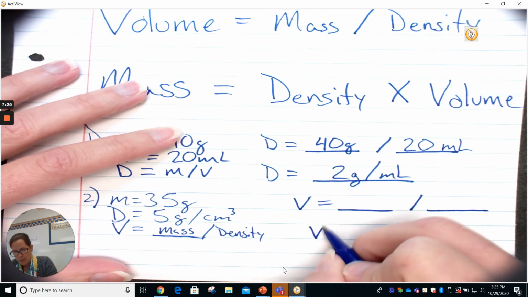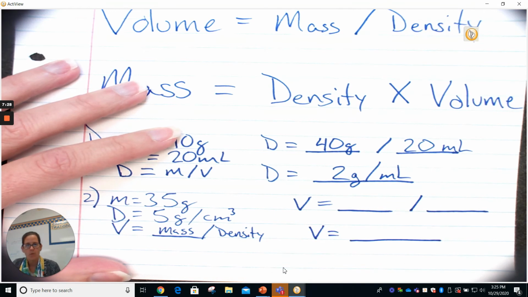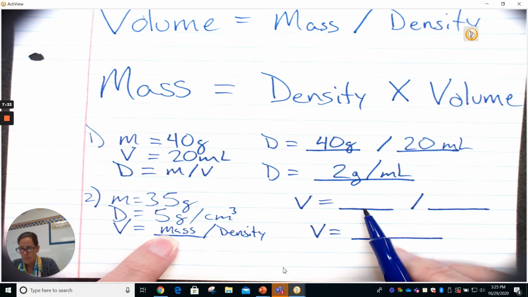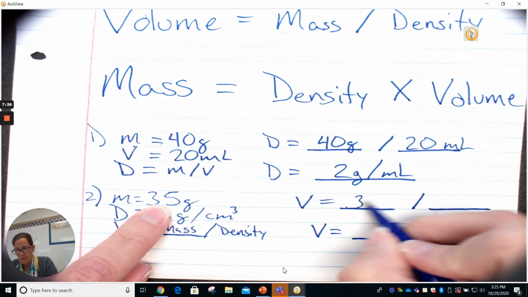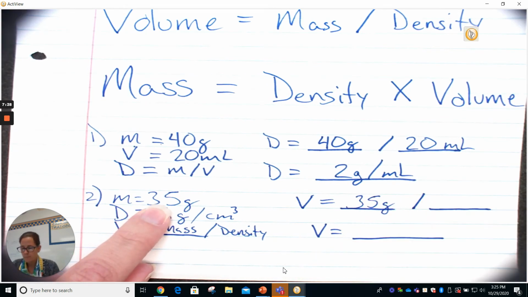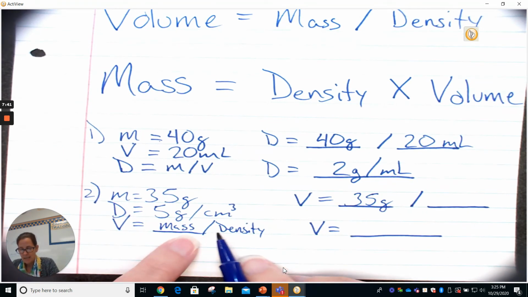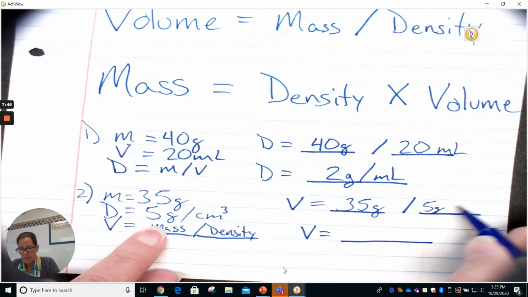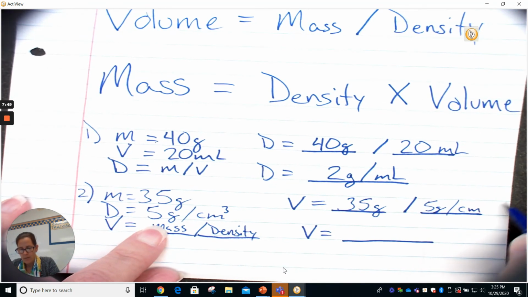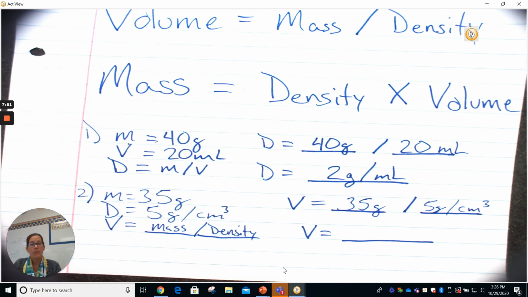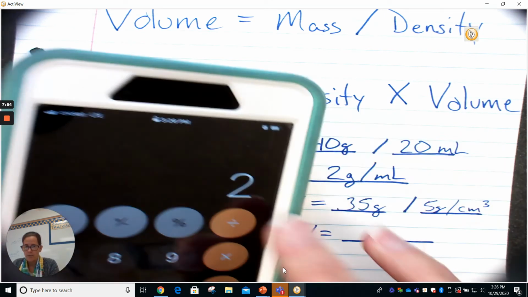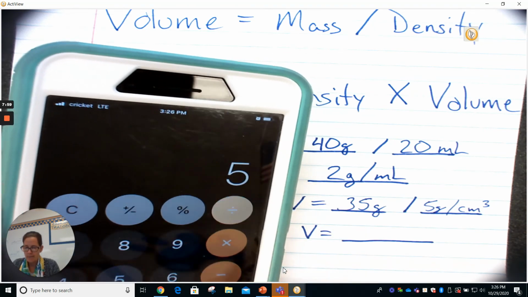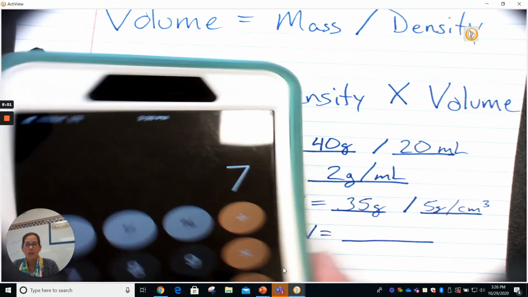Okay, and then here's our answer. So volume is going to equal. We need our mass first right here, and our mass is 35 grams. And then we'll have our density. Density's next. So we're going to write that right here. We've got 5 grams per centimeter cubed. Okay, and we would do the same thing. We're just going to put that in our calculator. So let me clear that off of there. So we need 35 divided by 5 equals 7.